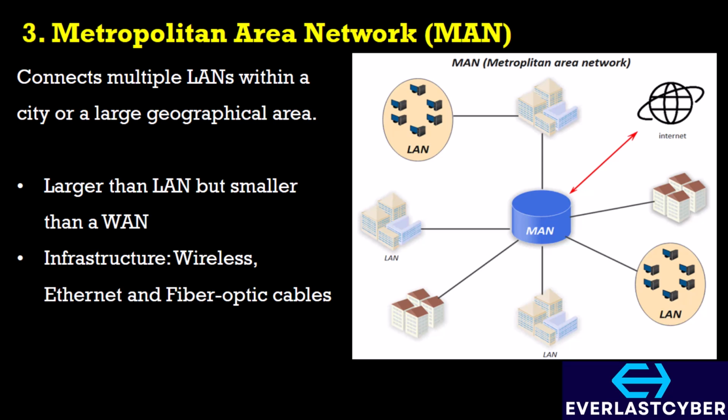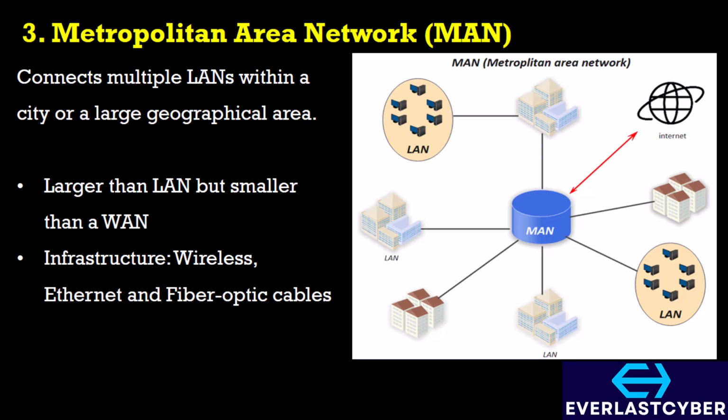The purpose of the MAN is interconnectivity because it is designed to provide efficient and high-speed connectivity between various LANs located in different parts of a city or metropolitan area. The Metropolitan Area Network enables resource sharing like files, applications, and internet access across different buildings or locations. It also facilitates improved communication and collaboration among businesses, organizations, and educational institutions within the same area.